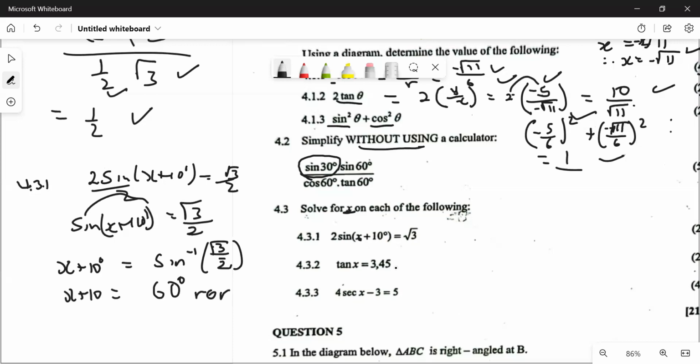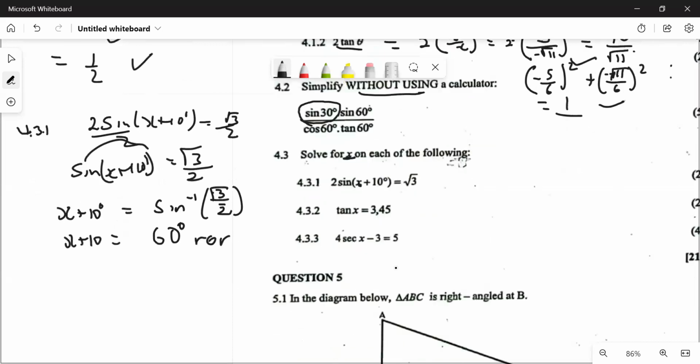We agreed that we're in grade 11 now. We know that if we get something like this, we're going to get a reference angle. After that, we check where sine is positive. Where is sine positive? First and second quadrant. So according to the first quadrant, x + 10 is going to be given by 60 plus k multiplied by what? By 360. Yes.